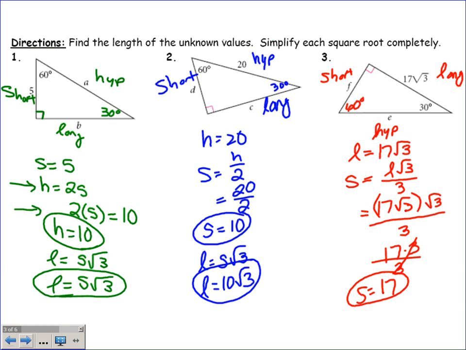Okay, so let me just go over that again. 17 times the square root of 3 times the square root of 3. Square root of 3 times square root of 3 is just 3. 3 divided by 3 goes away. It cancels. It's 1. So we just have 17.